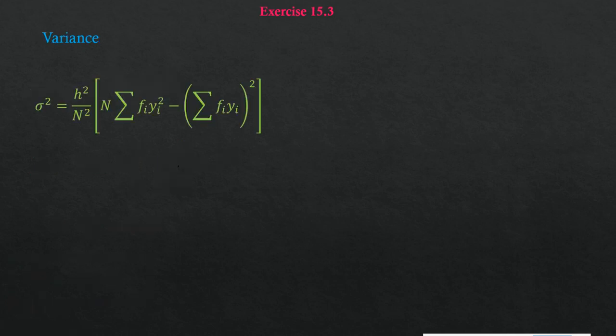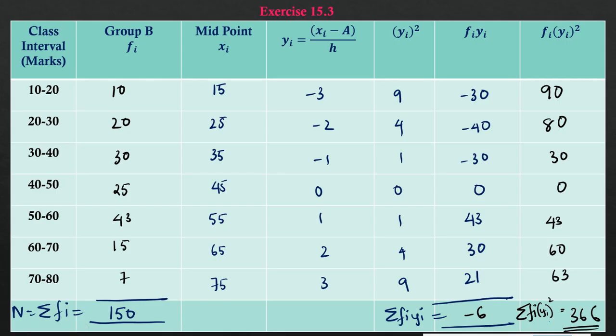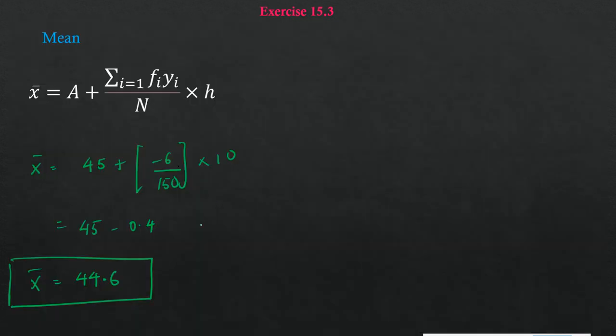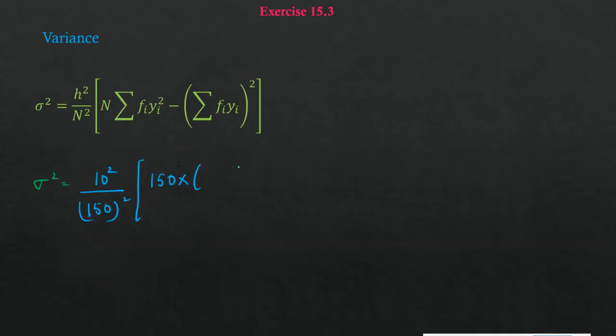Next, finding out the variance for group B, substituting all the values, I will be getting my answer as sigma square will be equal to 10 square divided by, here it is going to be 150 square multiplied by 150 multiplied by fiyi whole square. Fiyi whole square I have got as 366. So you can write over here 366 minus, this is going to remain the same, minus 6 whole square.